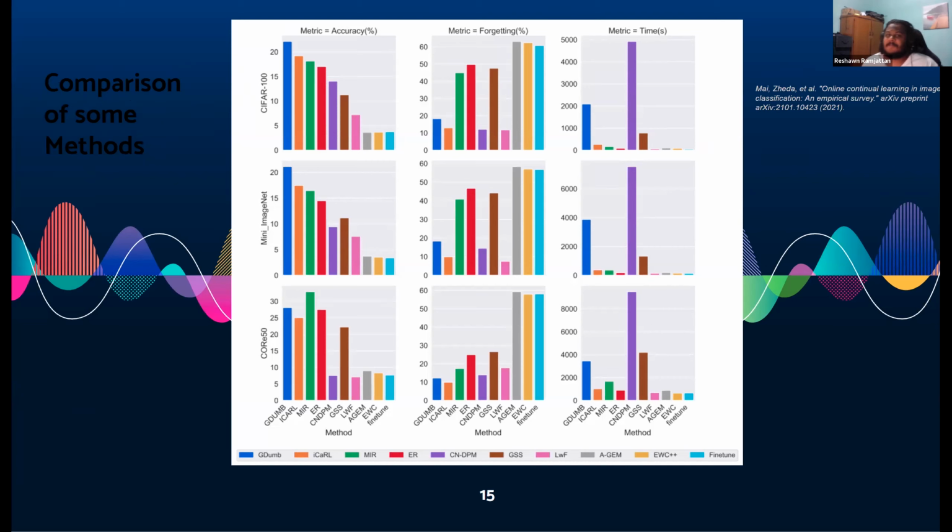Yeah. So a couple months ago, there was a very comprehensive review of some of the popular methods for CL applied to online image classification specifically. And I thought including a bit of that would be a good way to help show the current state of these approaches.